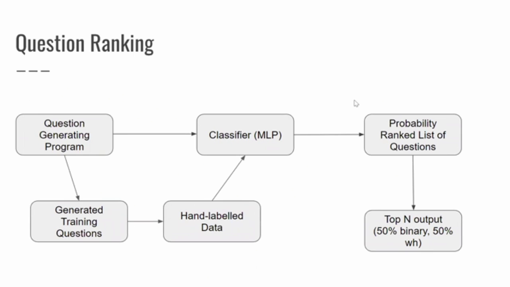Our next part is the question ranking part of our project. So we take some questions generated from our system and we hand label them and use that as training data to train a classifier for our two types of questions, which are WH questions and binary questions. And each classifier then ranks that type of question and gives us probabilities. And then we output n over 2 of each of them, so it's balanced. So we take the top n over 2 binary questions and top n over 2 WH questions as our output.